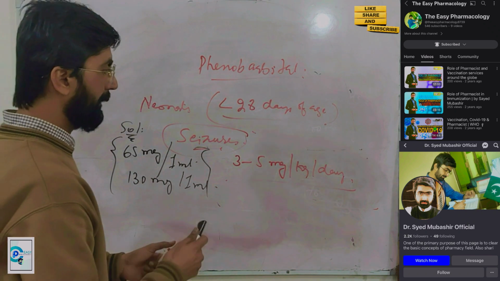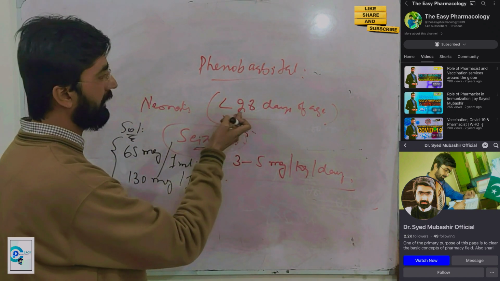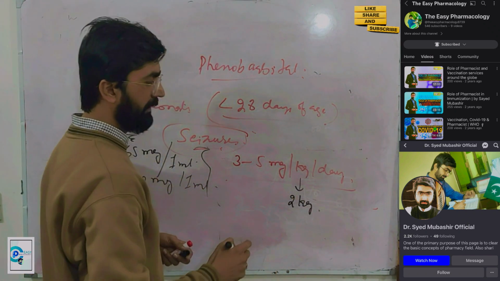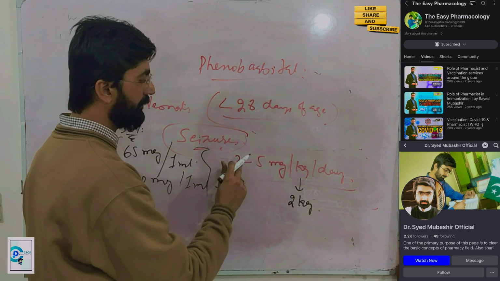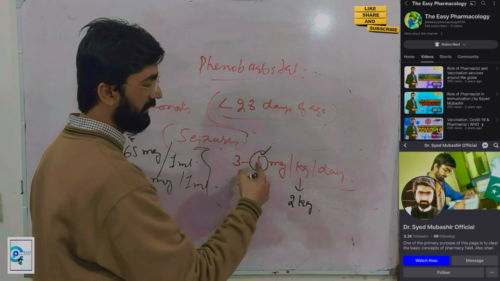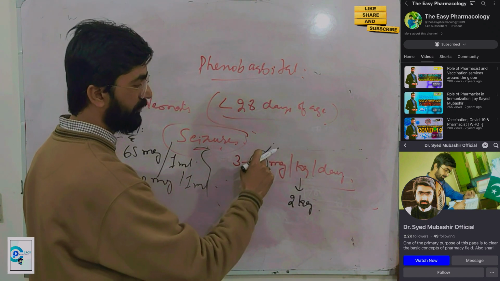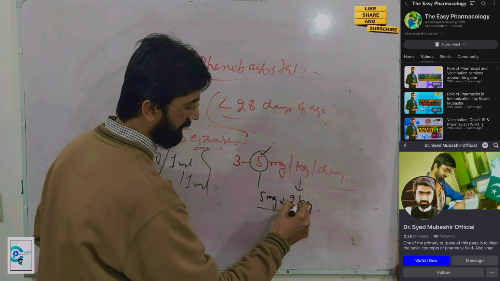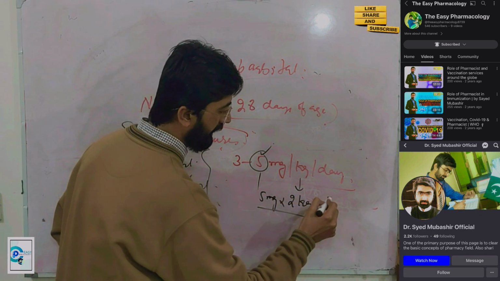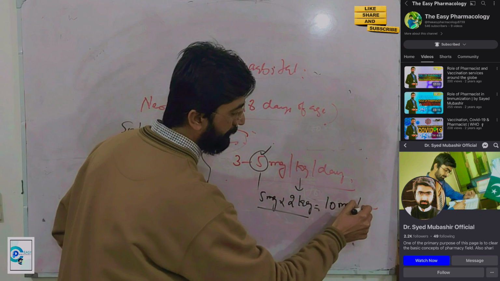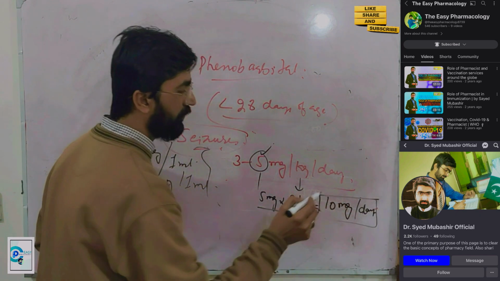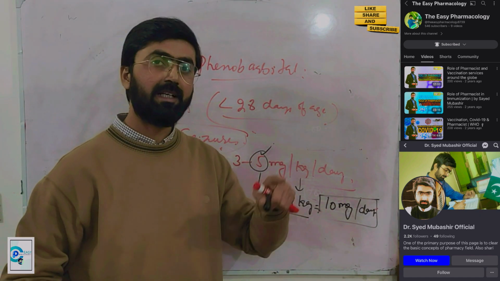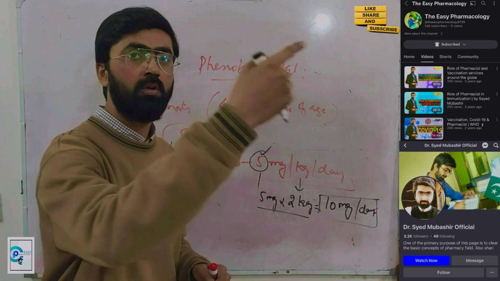Now let's suppose the patient's weight, because this is already a neonate, less than 28 days of age. Let's suppose the patient weight is 2 kg. Now let's suppose we are recommending 5 milligram, from the range of 3 to 5. So 5 milligram into 2 kg will be a total of 10 milligram dose per whole day. The total dose which can be given to that child per whole day is 10 milligram.